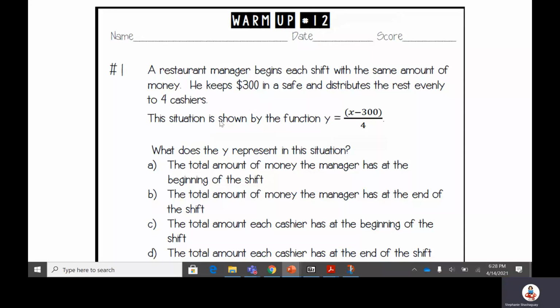All right, in this video, we're going to do warm-up number 12, which is just 2 questions today. So a restaurant manager begins each shift with the same amount of money. He keeps $300 in the safe, and he distributes the rest evenly to 4 cashiers.